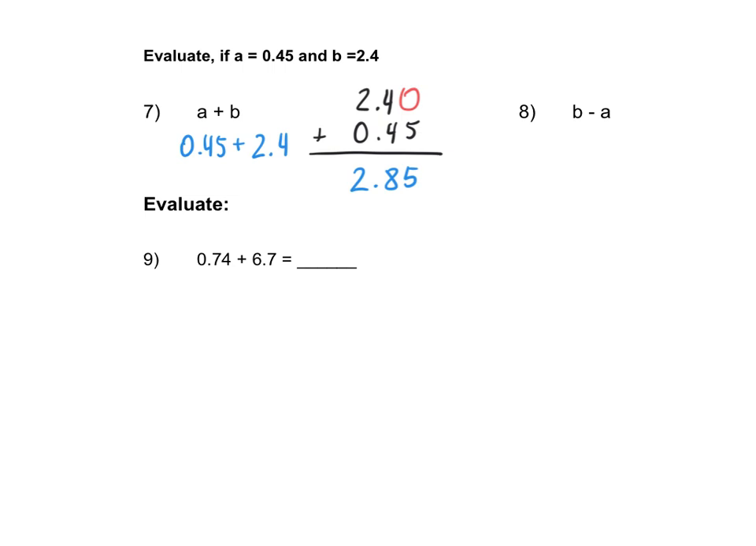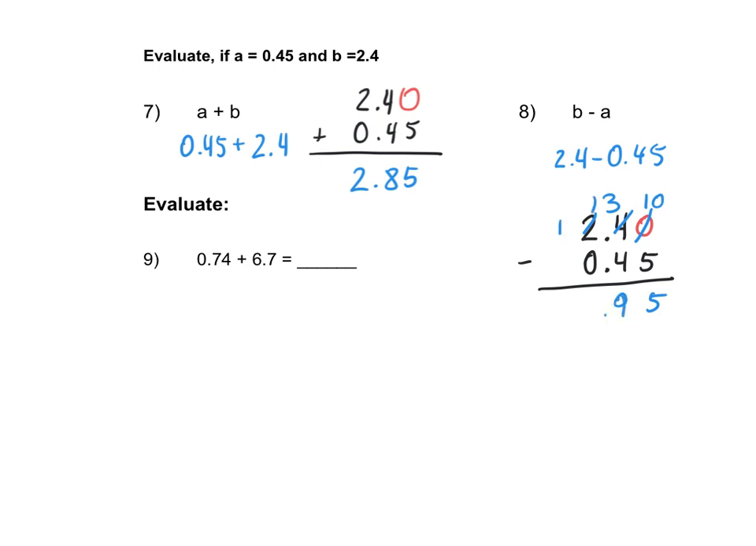Now for B, I had 2.4 minus 45/100ths. I always line them up based on my decimal point. And I can always add in, what can I always add in for a placeholder? A 0. So now I'm going to go ahead and subtract here. Can't do this, so I'm going to regroup. Again, I need to regroup. And I get 1.95.